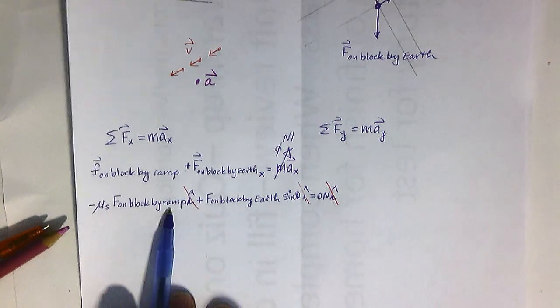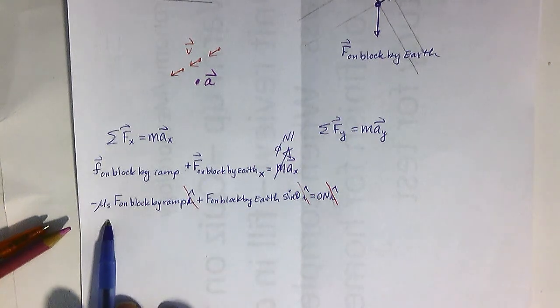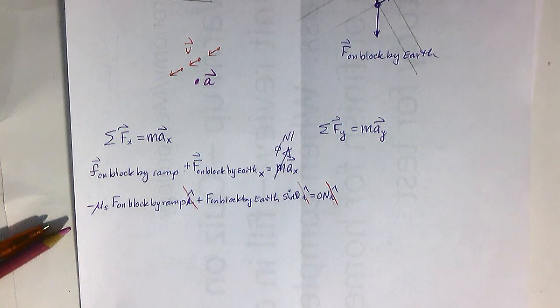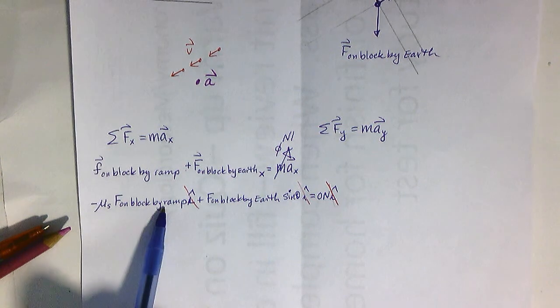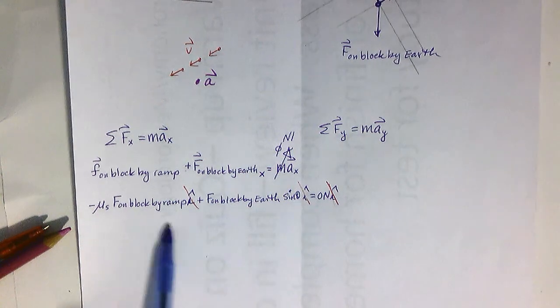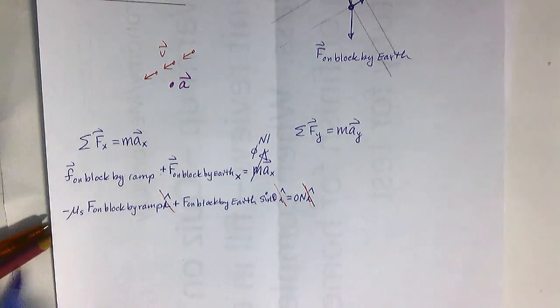Okay, and now we're going to go ahead and solve for an unknown. What are we looking for? We are looking for the coefficient of friction. Well, here's the problem though. Here's the coefficient of friction, but we don't know the magnitude of the normal force. So I need to go to the y direction before I go on with this.